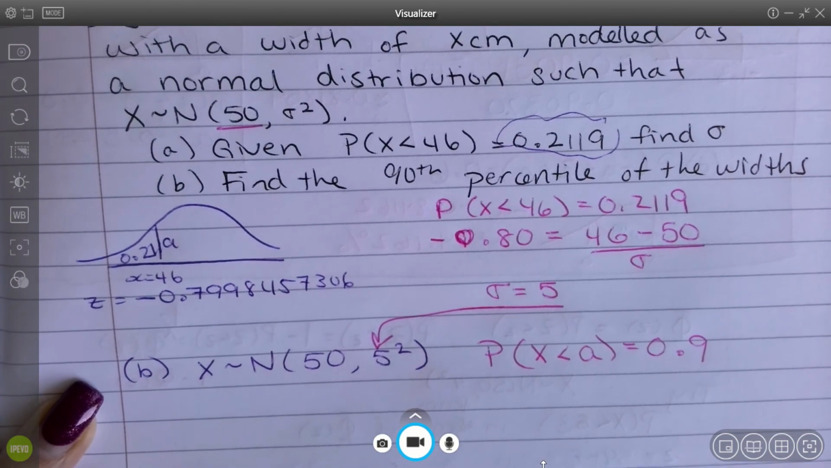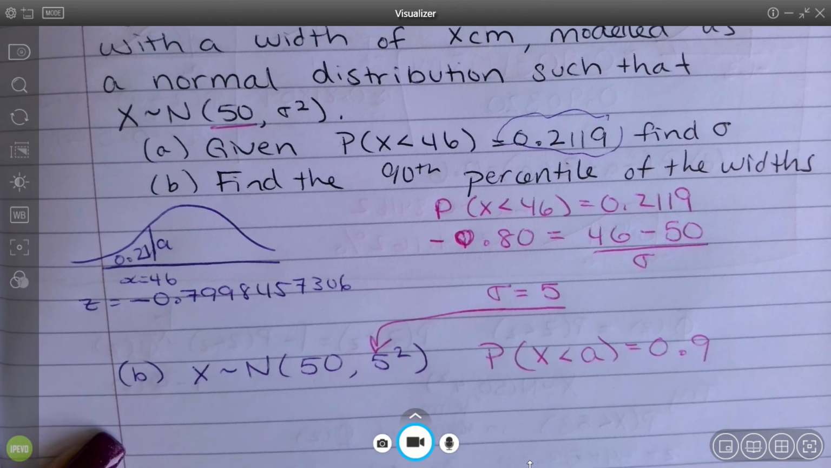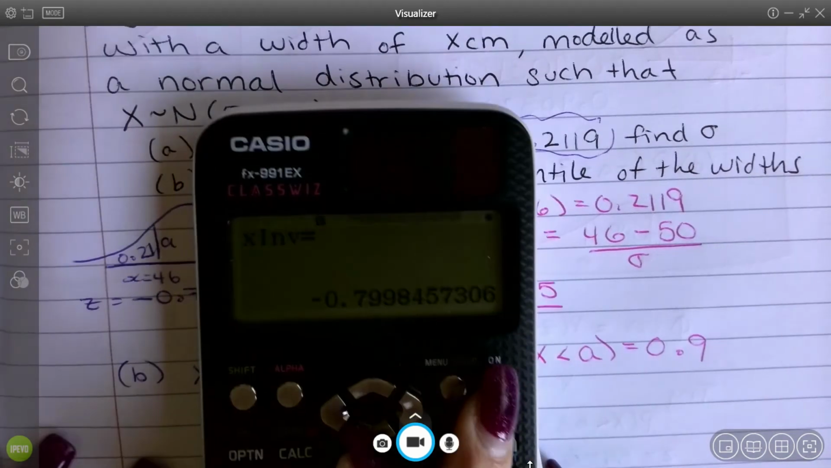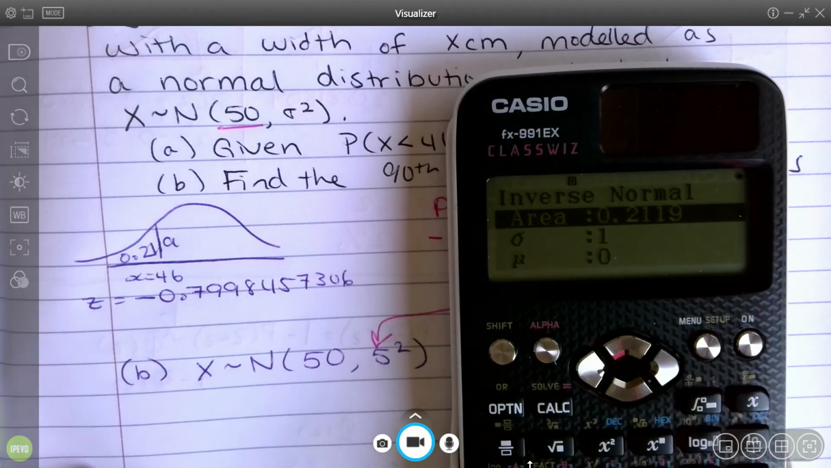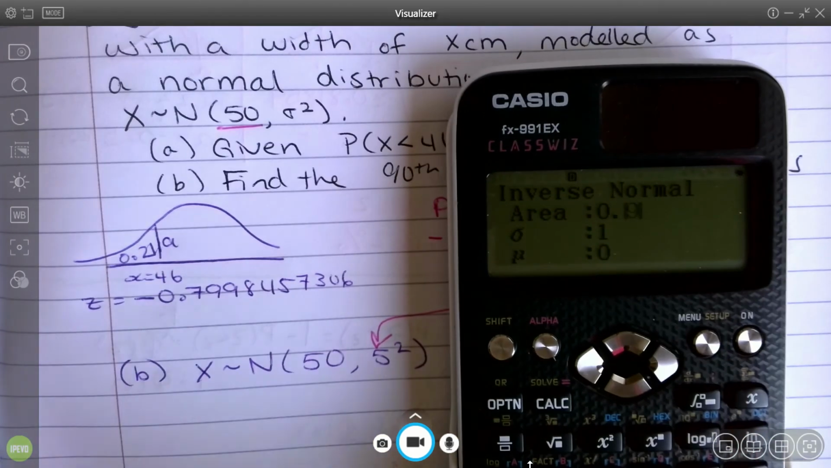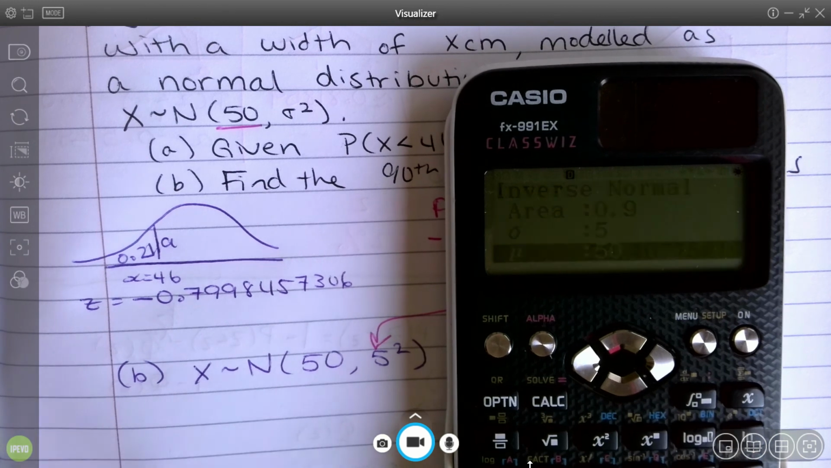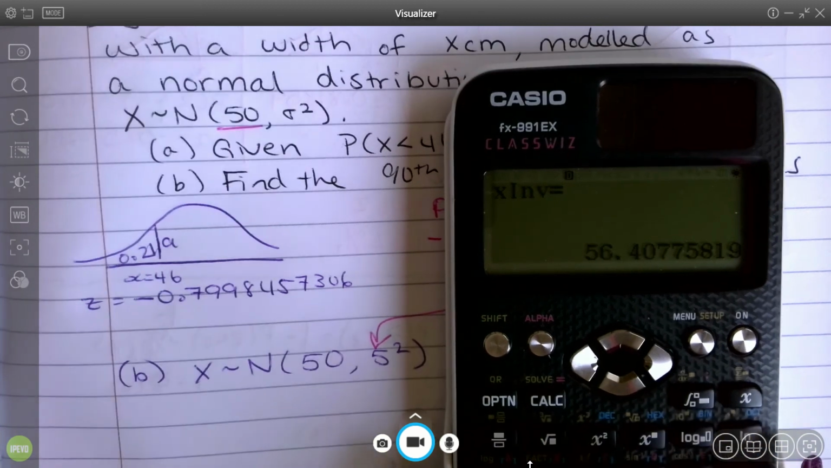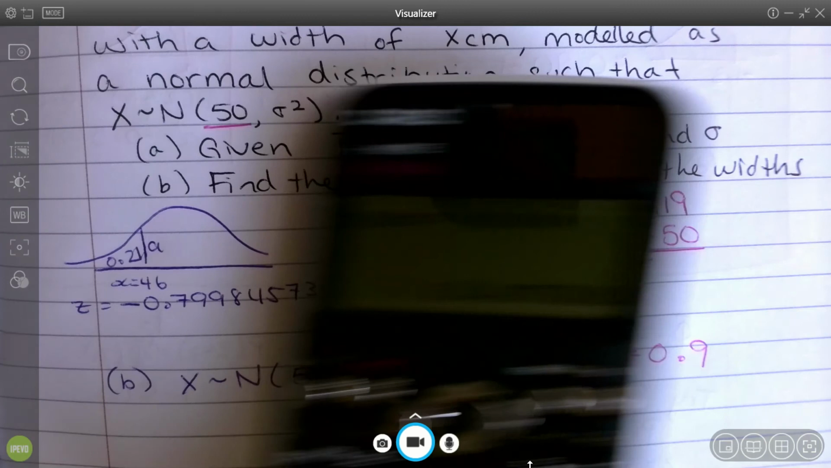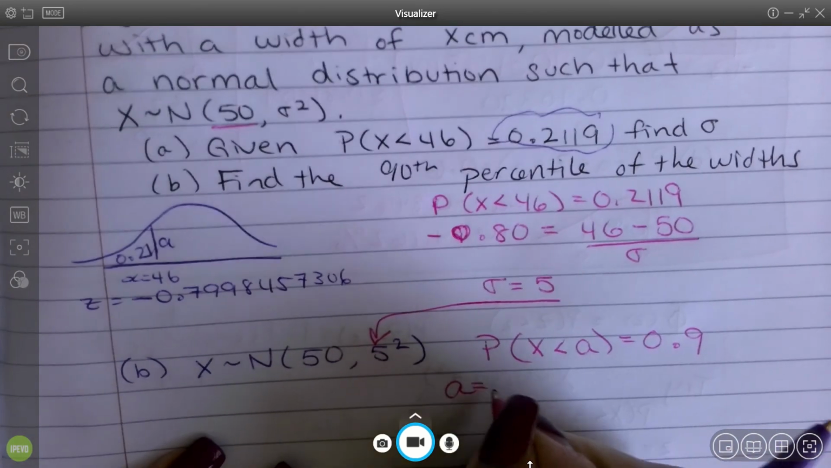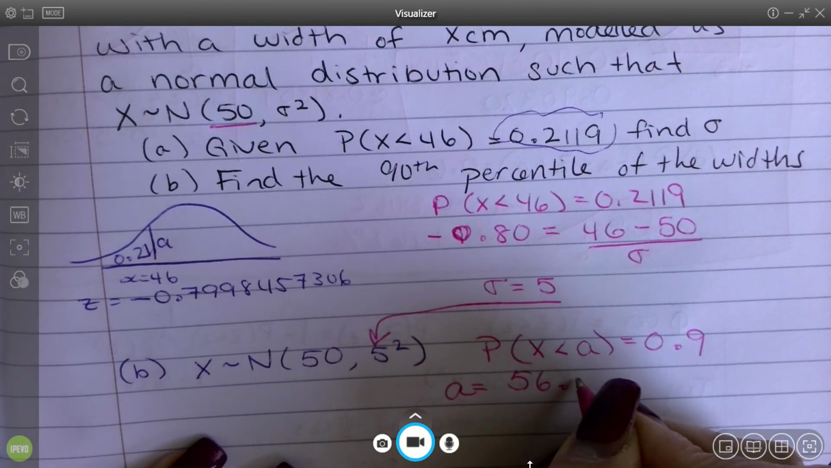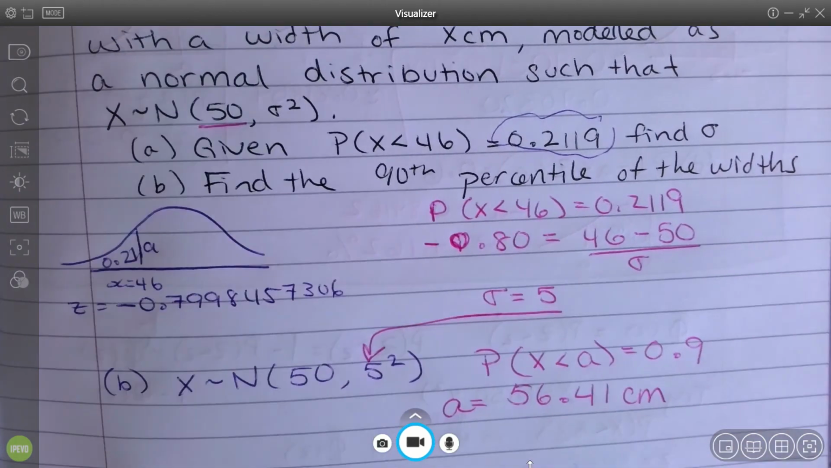So we're going to go ahead and use our inverse again. So I'm just going to go ahead and clear this. And we're looking for 0.9 as the area. This time we're going with 5 as our sigma and our mean of 50. And that gives us a value of 56.41 to 4 significant figures. So I'm going to go ahead and say that our value is 56.41 centimeters.